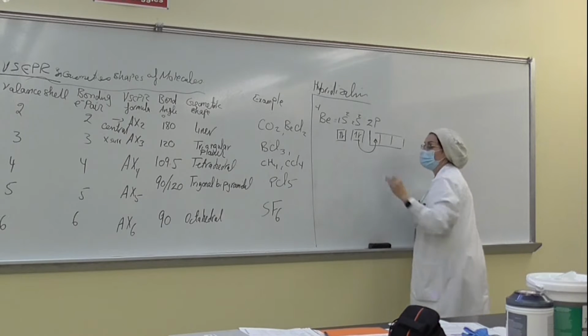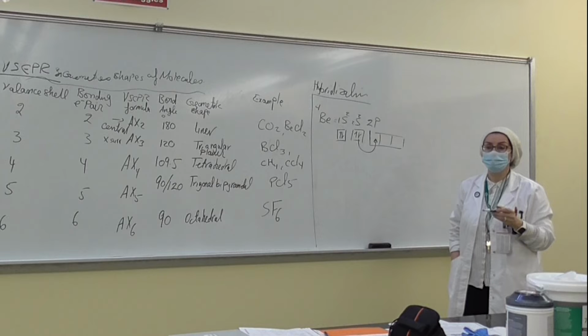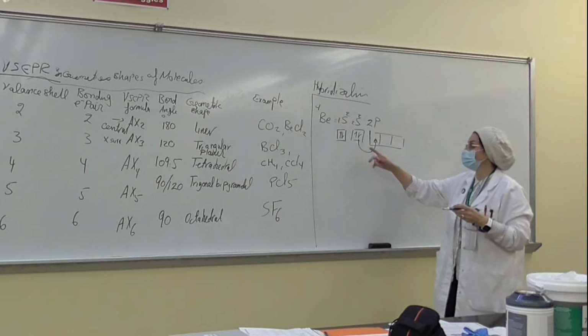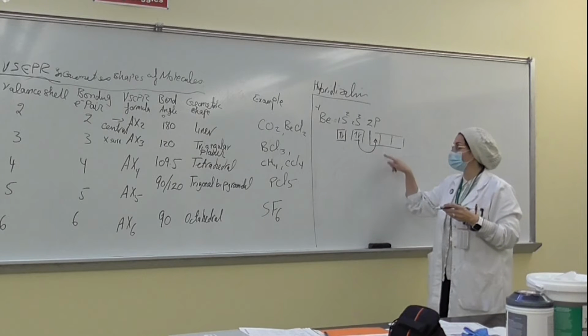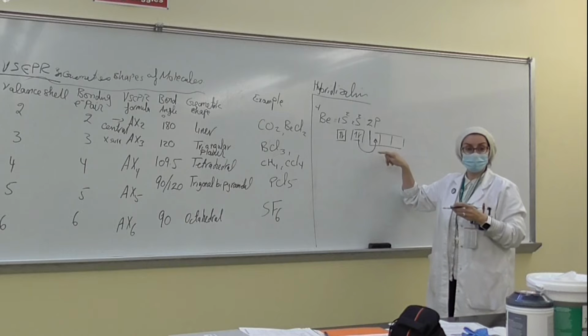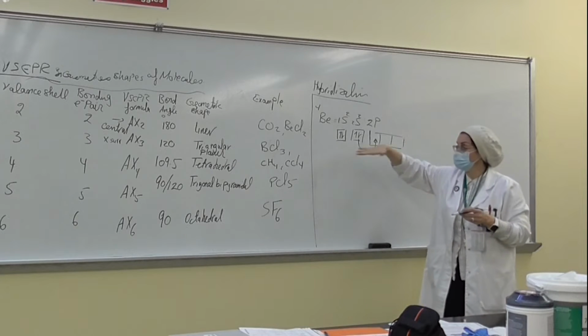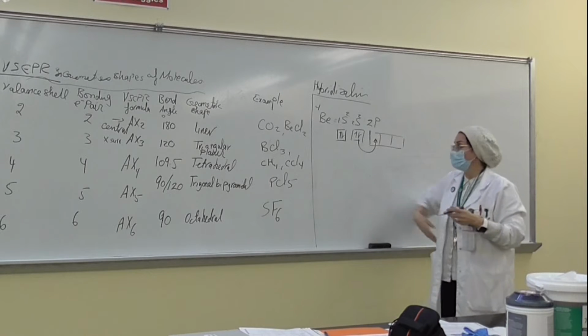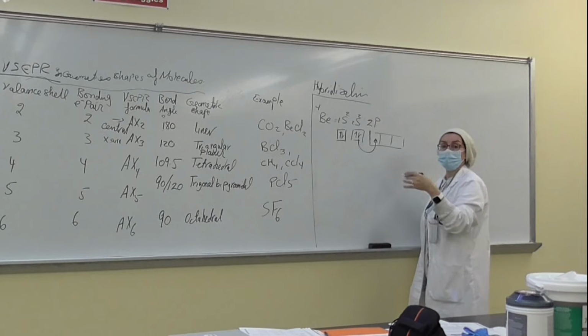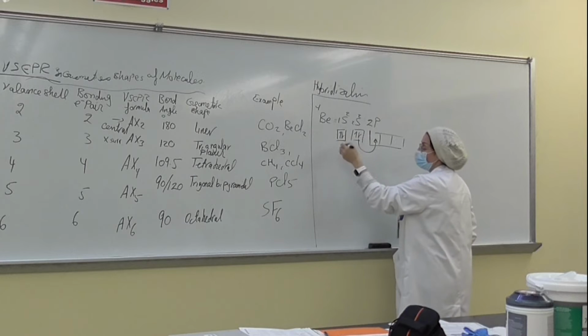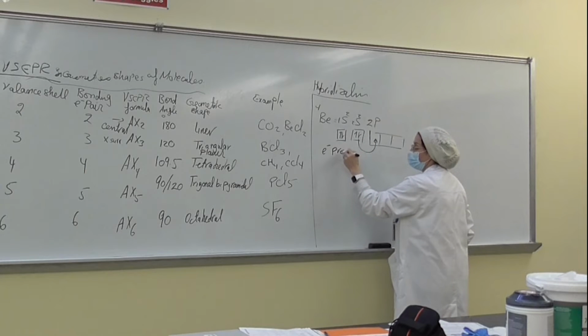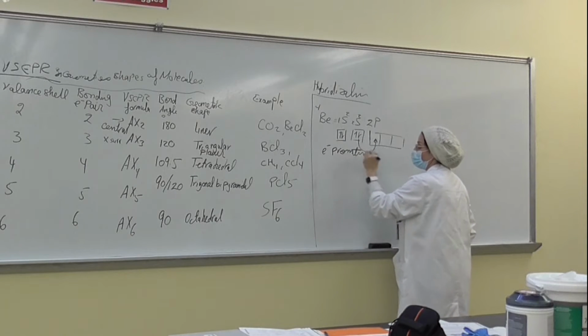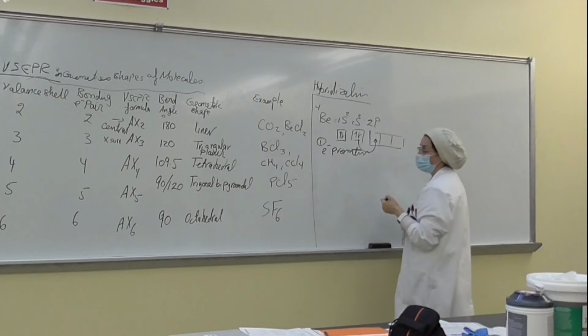What happens is the atom itself, beryllium, will rearrange its own ground state electron configuration. One of the electrons is going to move into the p, which is at a similar energy level, right? And we call it promoted. So here, electron promotion will happen. This is step 1, okay?